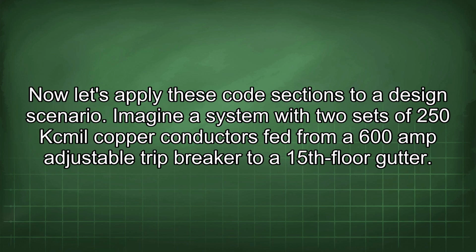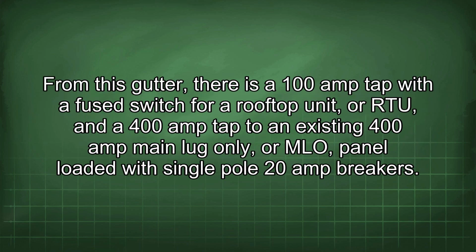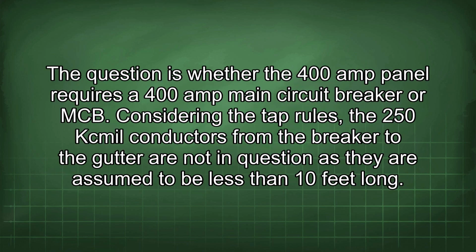Imagine a system with two sets of 250 kcmil copper conductors fed from a 600 amp adjustable trip breaker to a 50-foot gutter. From this gutter, there is a 100 amp tap with a fuse switch for a rooftop unit, or RTU, and a 400 amp tap to an existing 400 amp main lug only, or MLO, panel loaded with single pole 20 amp breakers. The question is whether the 400 amp panel requires a 400 amp main circuit breaker, or MCB.